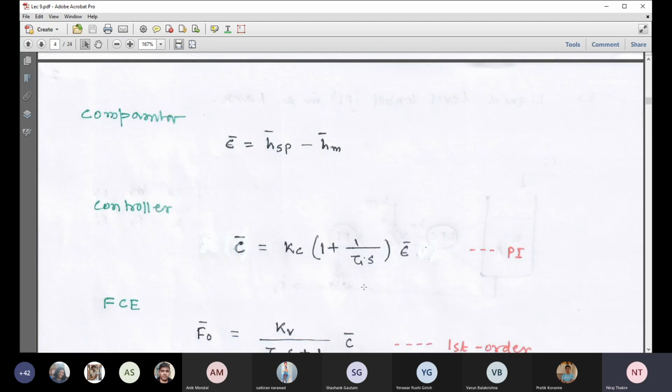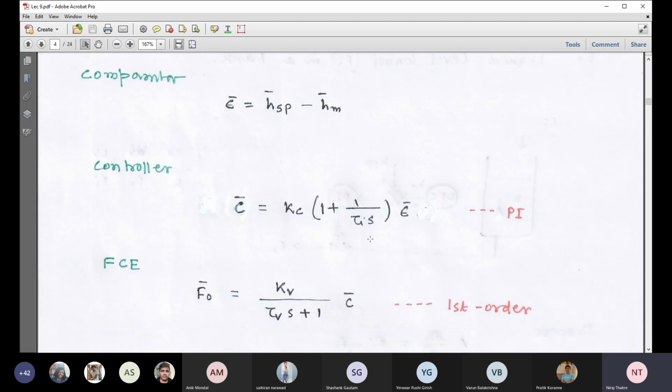Okay. So this is about the controller part. Next, come to the final control element. Here our final control element is a valve, simply a control valve. And suppose it has first order dynamics. So accordingly, we can write this expression, this transfer function for the final control element.